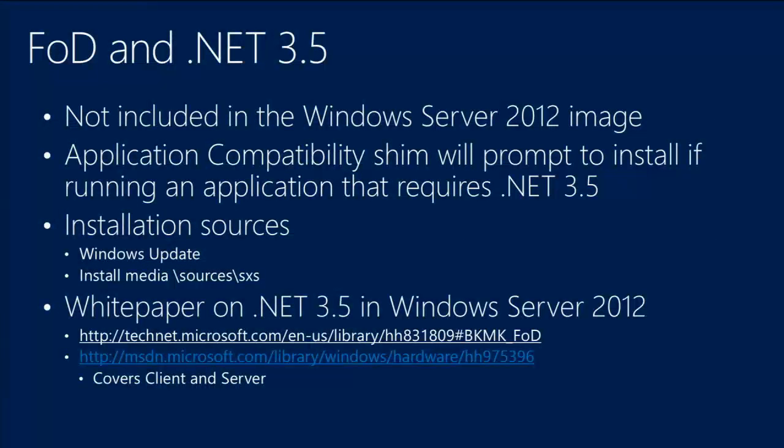One last comment specifically about .NET 3.5. .NET 3.5 is not included in the Server 2012 image. So if you have a need for 3.5, or an application which has a dependency on 3.5, you're going to need to install it from a set of installation sources. There are a couple of white papers on how to do this, both for client and for server. I encourage you to go read those. If you have an application with a dependency on 3.5, when you install that application, there's a shim in place which will make it very clear what you need to do. But just keep in the back of your mind that 3.5 is a little bit different to what you might be expecting.